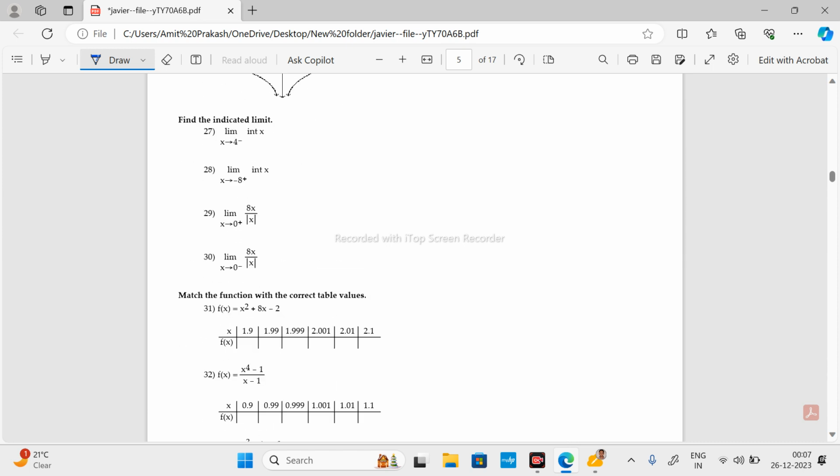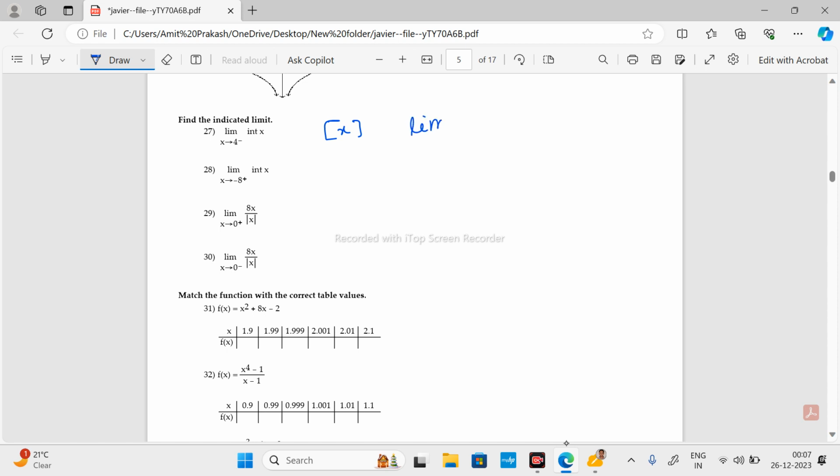Again, we are going to discuss the given limit here. Greatest integer function. This is the greatest integer function of x. This denotes the largest integer less than x, and it always takes integral values.